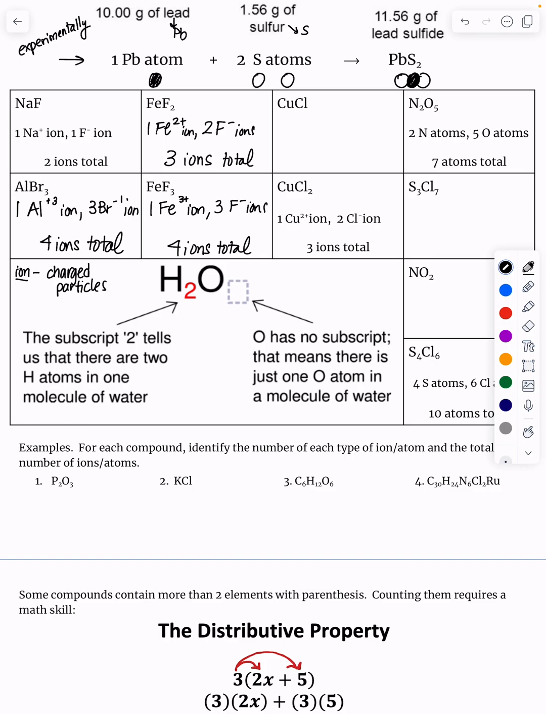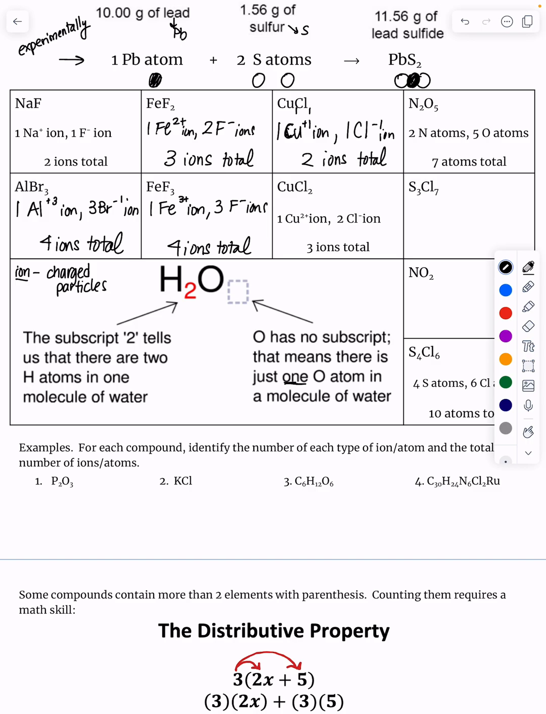I already did CuCl2. There's one Cu2+ ion and 2 Cl- ions to give me a total of 3 ions. Look at CuCl. There's no subscripts here. With no subscripts, we assume it's just one. Like, here's the formula for water. If I don't have a subscript, we assume it's 1. And so this means I have 1 copper plus ion and 1 Cl minus ion. 1 plus 1, I have 2 ions total.